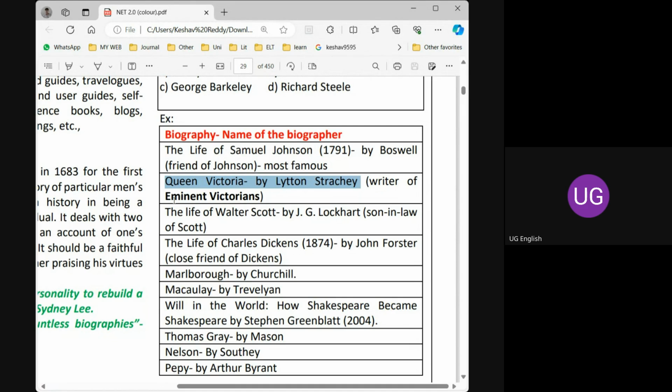And the next one, this is also a very famous biography, the Life of Walter Scott by Lockhart. He is the son-in-law of Walter Scott. Do you know who Walter Scott is and what his famous novel is? Just try to answer the question. What is the famous novel by Walter Scott? He is well known for historical novels. Just now I mentioned in the class, historical novels are very famous from Walter Scott.